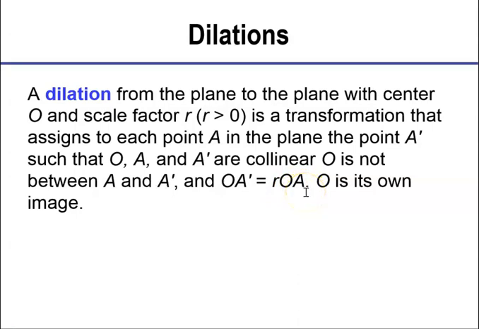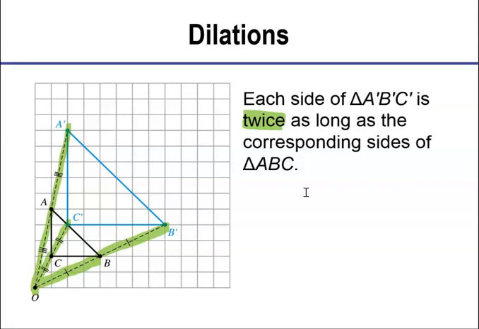So again, we go back. That is really looking at this. So again, you have these points that are collinear, O, A, and A primed, where the length from O to A primed is the scale factor R times the length from O to A. Okay?